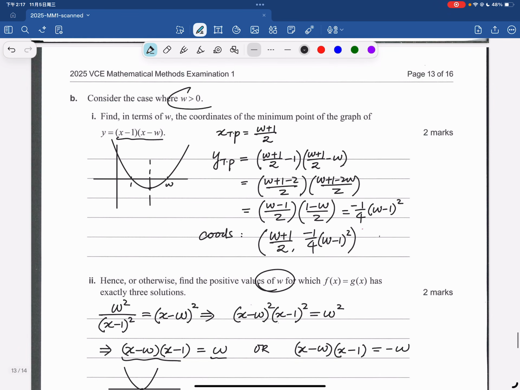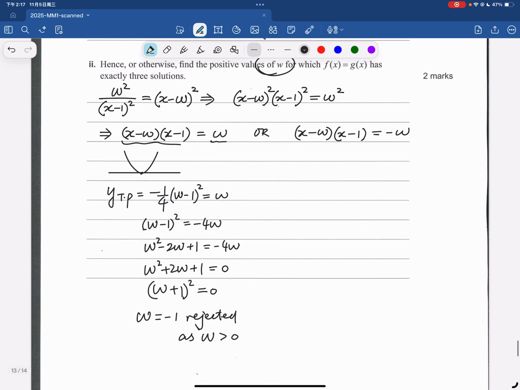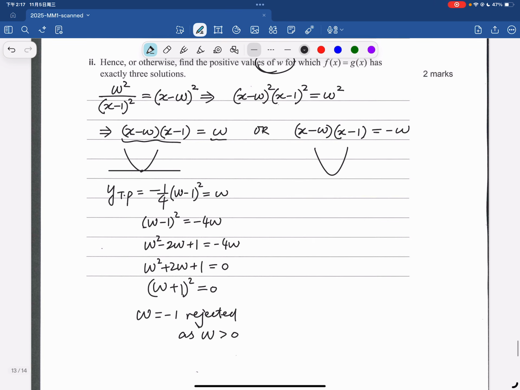The question says w is greater than 0. I can't really take this case. W equals to minus 1 rejected, as w is greater than 0. The other case, well, we might get the turning point touch the y equals to minus w, okay? Well, we could have minus a quarter w minus 1 squared equals to minus w. So w minus 1 squared equals to 4w, and w squared minus 2w plus 1 equals to 4w.